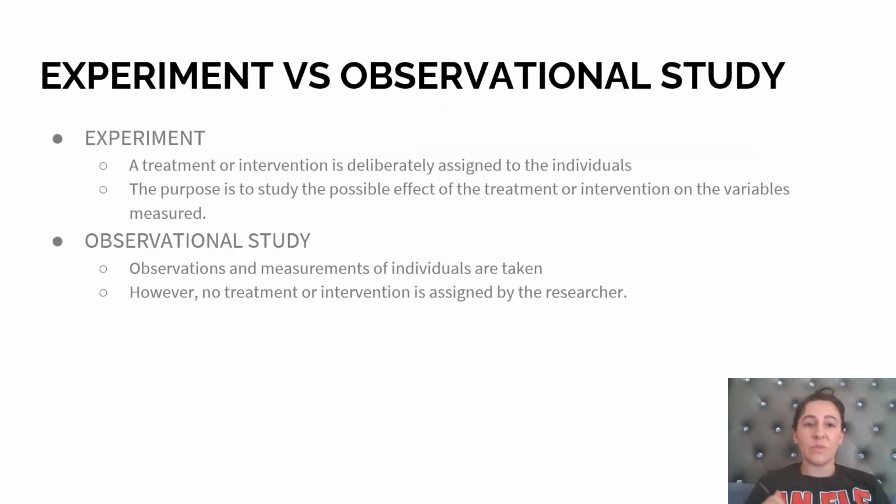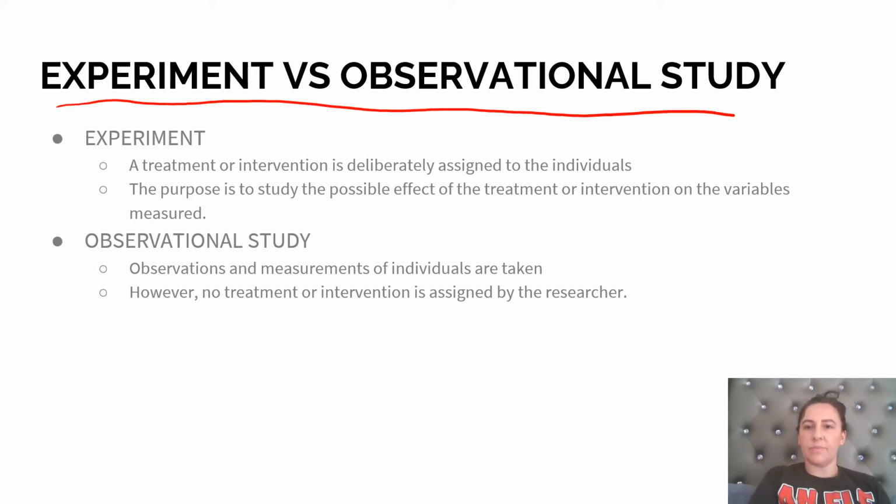Okay, so let's look at the different types of studies. They're not all the same. There are two main types of studies, or two main categories, if you will, that you could be conducting. First will be an experiment, and then next we'll look at the observational study.